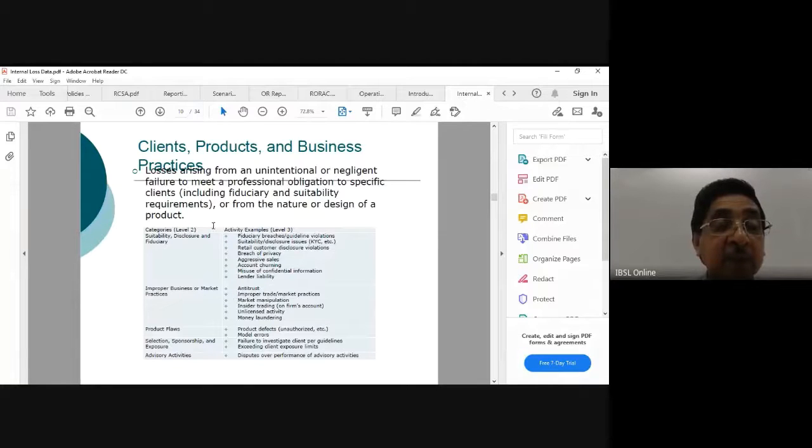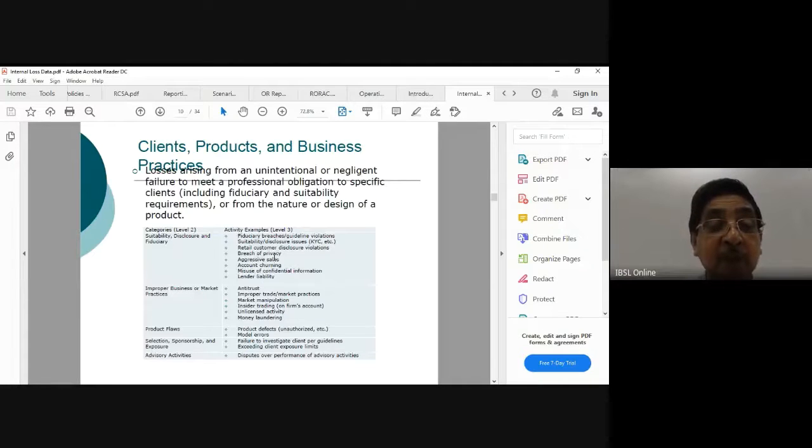Now I can just give one example here. Under clients, products and business practices, under level 2 you have suitability, disclosure and fiduciary. Suitability means how suitable the products are, that type of thing. That is level 2. Under level 3 you get account churning, aggressive sales, breach of privacy, and all those things can come under activity examples.